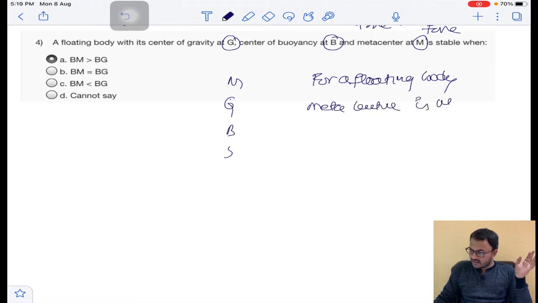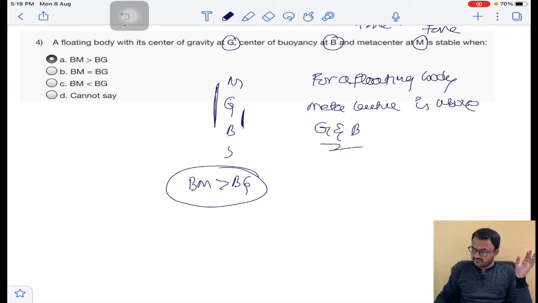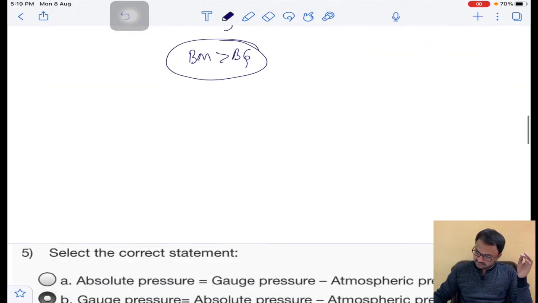the metacenter is above G and B. So if it is so, then the floating body is stable. So in this case, BM is this much and BG is this much. BM is greater than BG. Clear? So the answer is A for the fourth question.